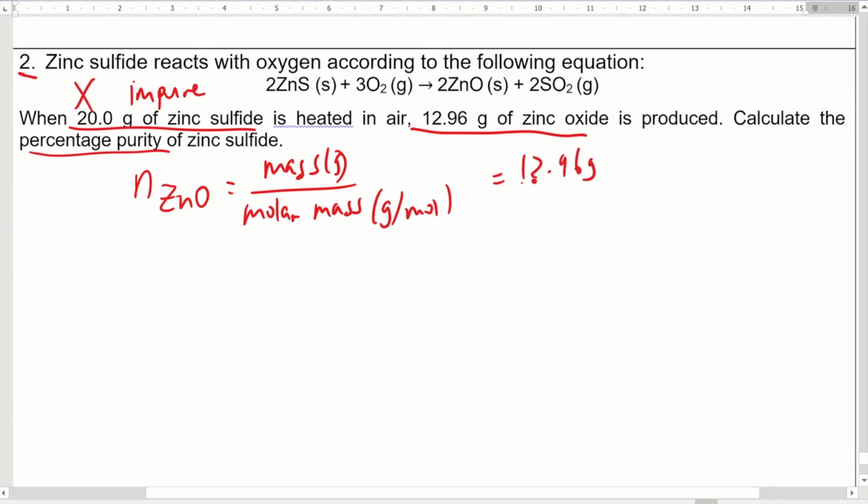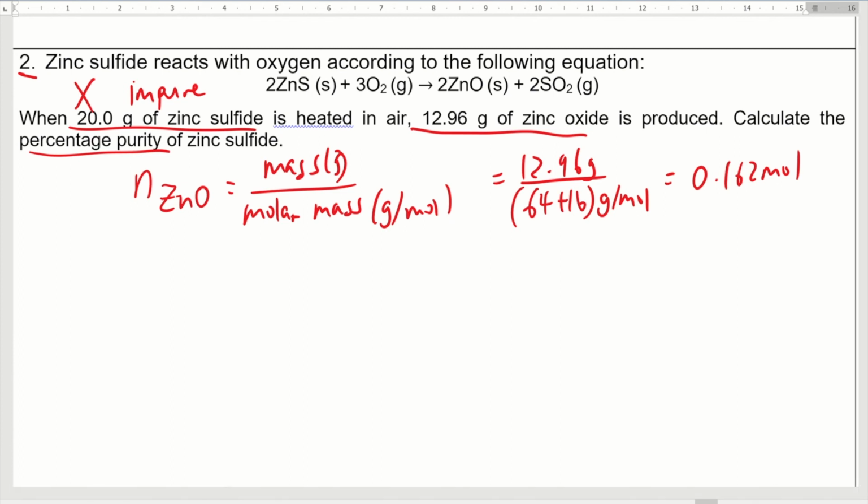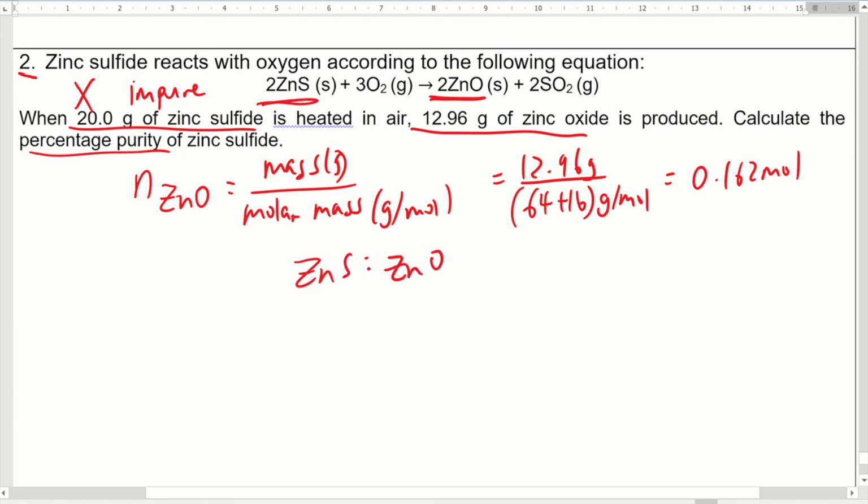So I have mass over molar mass. My mass is 12.96 gram. Molar mass will be 64 plus 16 gram per mole. So the number of moles is 0.162 moles. This is my number of moles of zinc oxide. So I do my mole ratio, zinc sulfide is to zinc oxide. From the equation it is 2:2, I simplify, it will be 1:1.